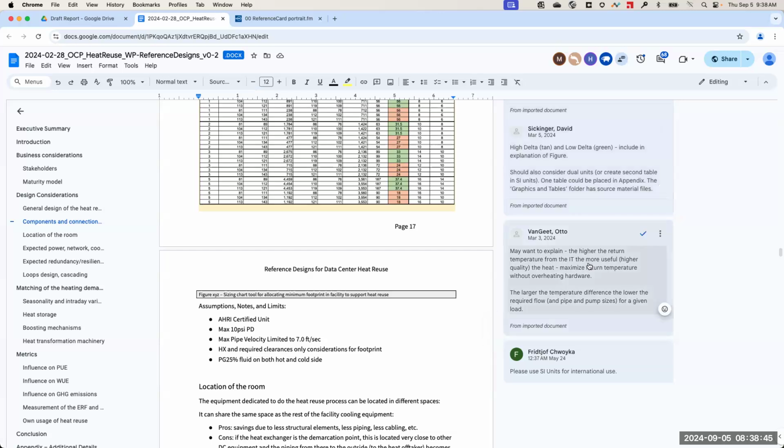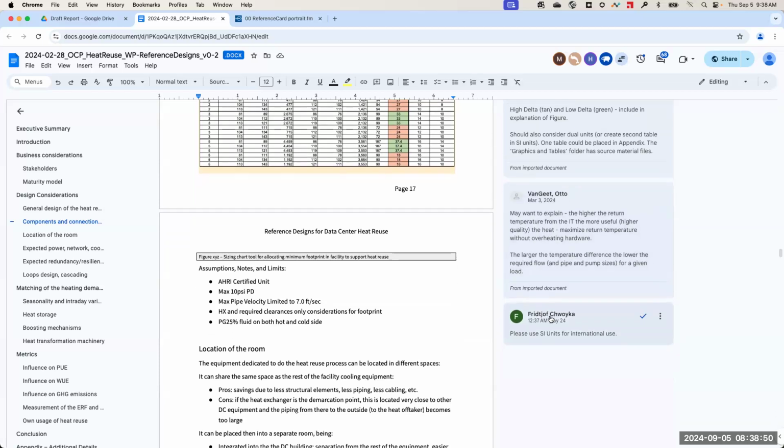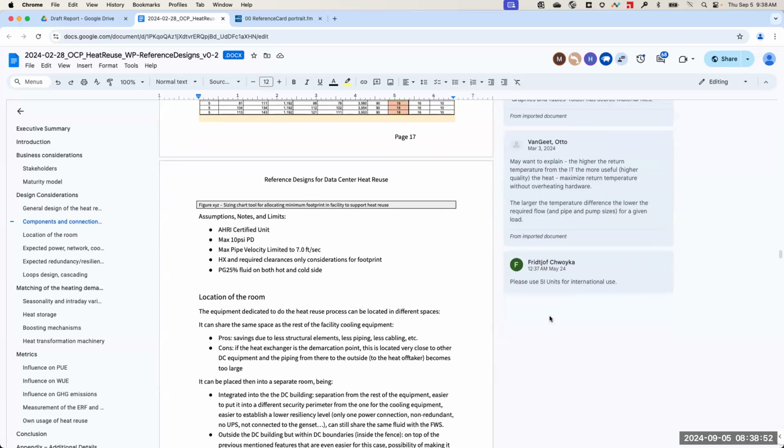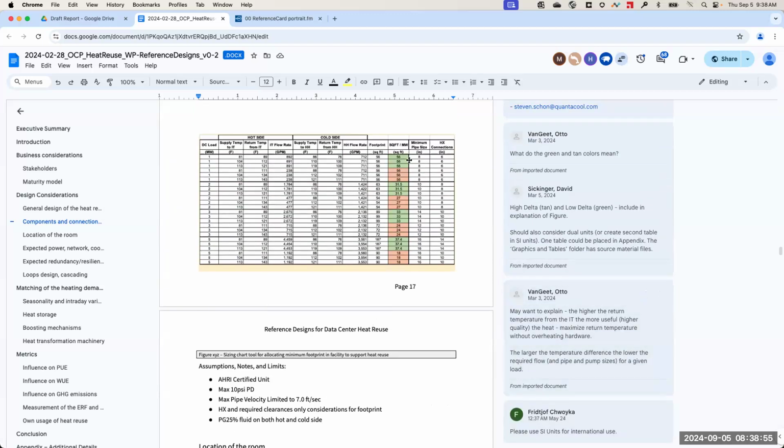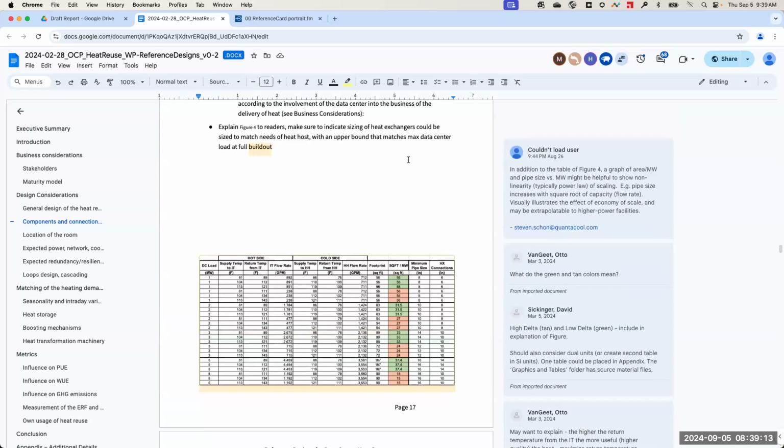Just add a legend to the graph. Green is high delta T, tan is low delta T. Maybe add an additional column after the inlet and other temperatures with delta. There you go, that will be better to highlight that. Should it just call out delta high, delta low, or the specific numerical value of the delta? No, the numerical values. Okay. Yeah, that's not a bad idea. It might help to clarify it.